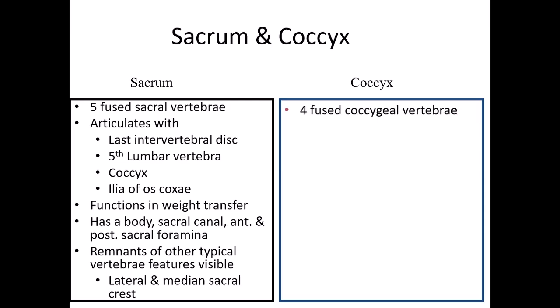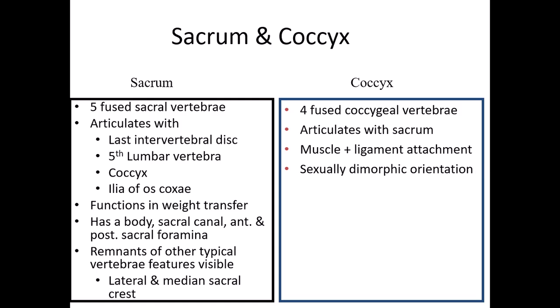Your coccyx, formerly 4 separate coccygeal vertebrae fused together to make one postnatal coccyx, articulates only with the sacrum and has fewer features. It's really just for muscle and ligament attachment. Remember, there's no intervertebral disc between the sacrum and the coccyx because there's no weight transfer there.